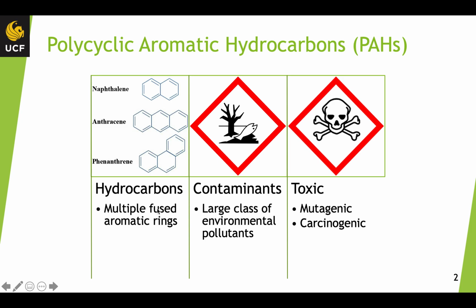So polycyclic aromatic hydrocarbons, better known as PAHs, are hydrocarbons or organic compounds which involve multiple fused aromatic rings, as can be seen here by these few examples. Naphthalene being the simplest PAH, which is two benzene rings fused together. These are a large class of environmental pollutants that are really found everywhere and are continuously appearing. And they are known to be toxic, mutagenic, and carcinogenic, being that benzene is the building block of these molecules, which is a known carcinogen.